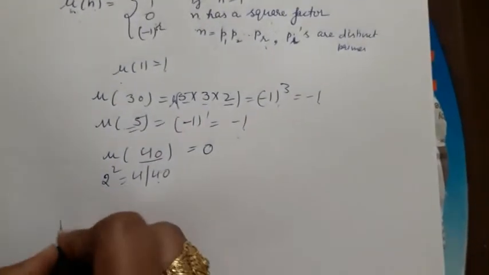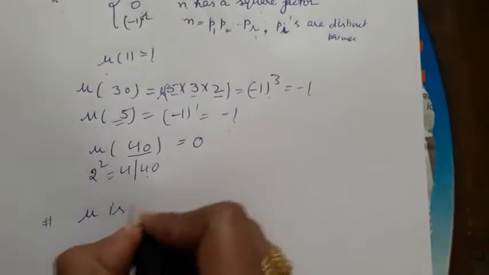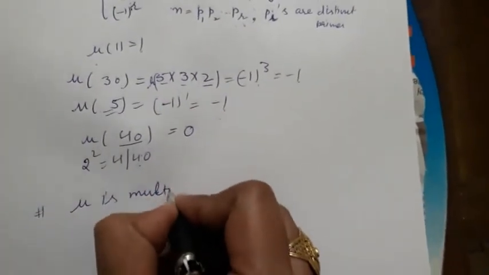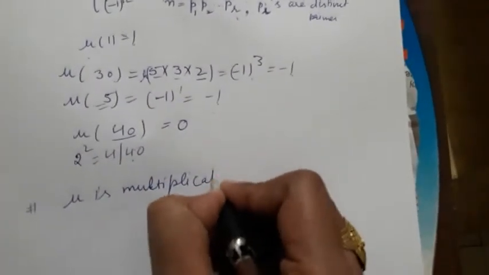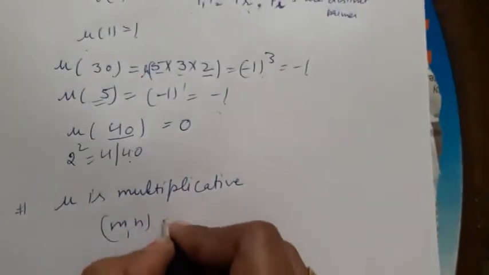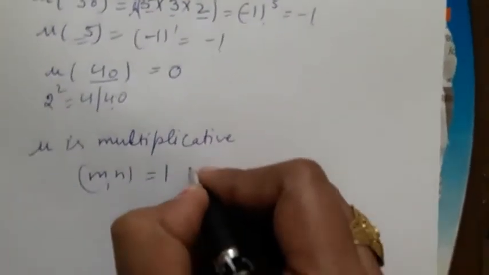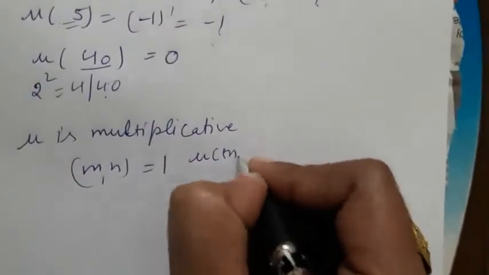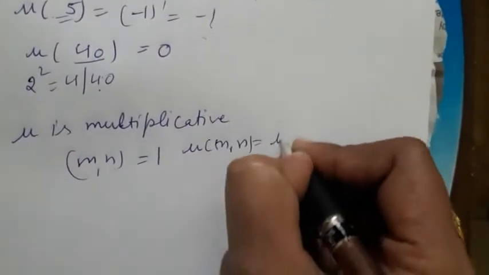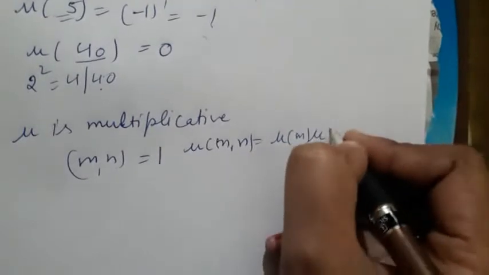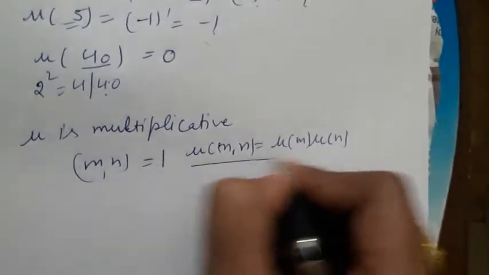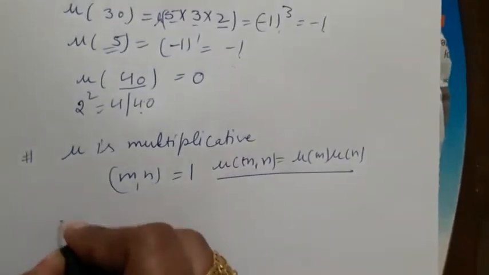Our first result is mu is multiplicative. What is the meaning of multiplicative function? If m and n are two integers whose GCD is 1, then mu of m into n is equal to mu m into mu n. We prove this result in three cases.